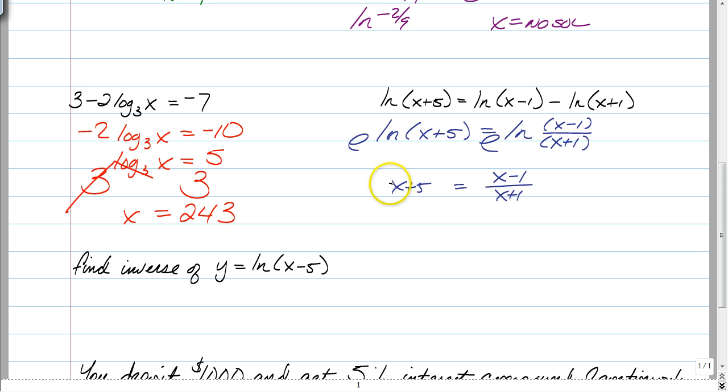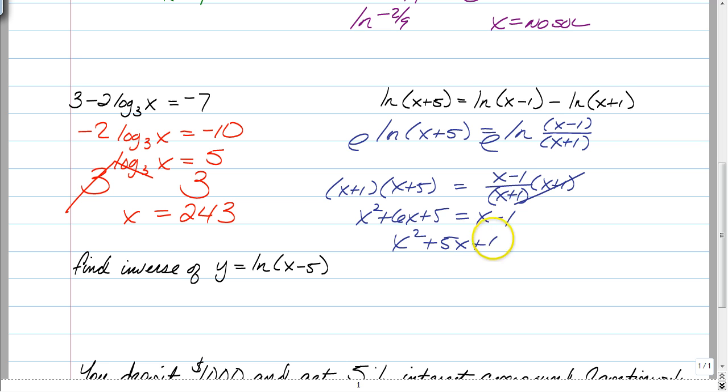So you need to multiply both sides by the x plus 1. Those will cancel, but now you'll have to FOIL the left, giving you x squared plus 6x plus 5 is equal to x minus 1. And I think you know what you're about to do here. You're about to subtract everything to the other side, giving you an x squared plus 5x plus 6 is equal to 0. So you have an x plus 2 and an x plus 3 equals 0. So x is equal to a negative 2 and a negative 3.